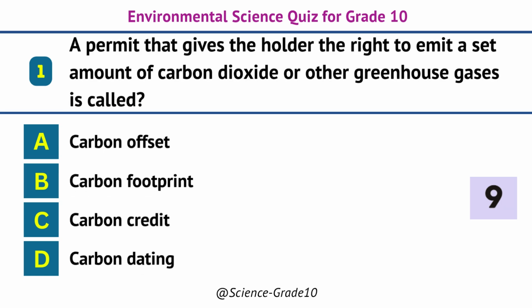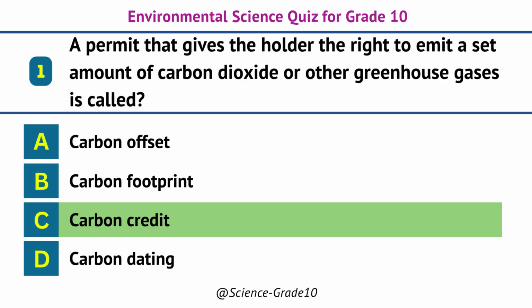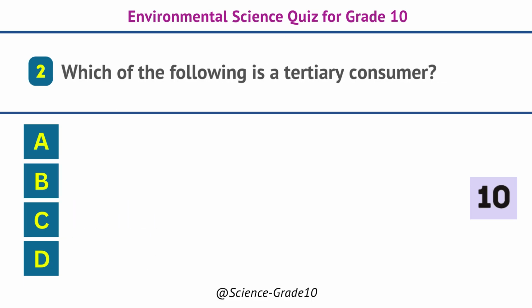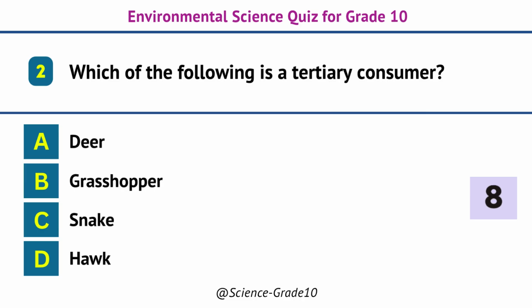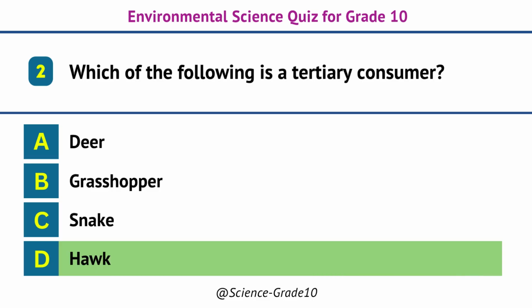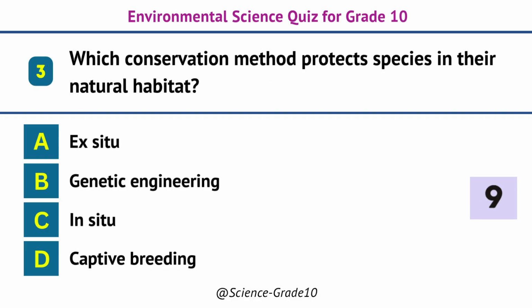A permit that gives the holder the right to emit a set amount of carbon dioxide or other greenhouse gases is called carbon credit. Which of the following is a tertiary consumer? Hawk. Which conservation method protects species in their natural habitat? In situ.